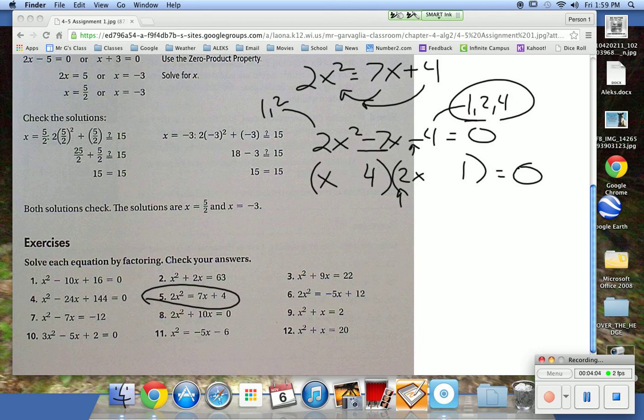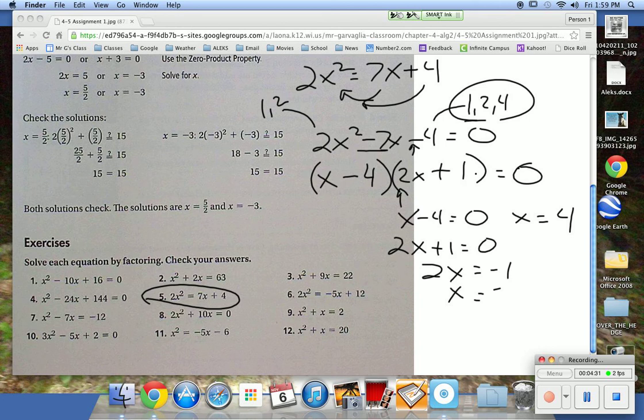We've just found our multiples. Now, because we have a negative here, the larger of these, the 4, is going to get the negative, and the other one is going to get the positive. We've just factored out our problem. We set x minus 4 equal to 0 and 2x plus 1 equal to 0. X is going to equal 4 here, and we do our algebra on this one: 2x equals negative 1, so x equals negative 1/2. Our 2 factors that we needed for this one are 4 and negative 1/2.